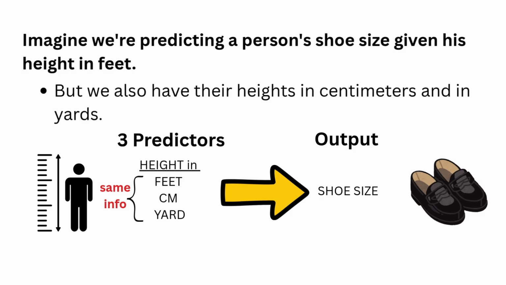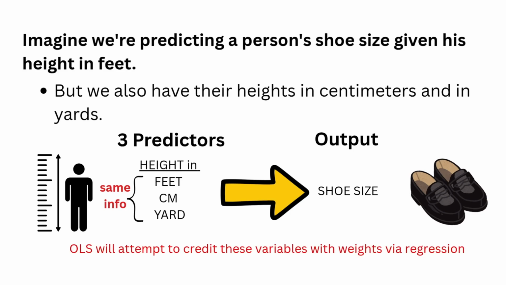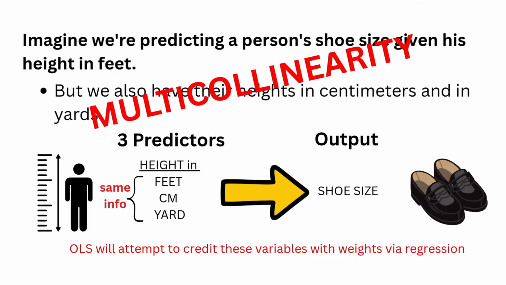We've added variables, that's true, but we haven't added knowledge or any incremental value. OLS now has to figure how much credit belongs to feet, how much belongs to centimeters, how much belongs to yards. And there isn't a meaningful answer. The variables are competing to explain exactly the same thing. And this is multicollinearity.